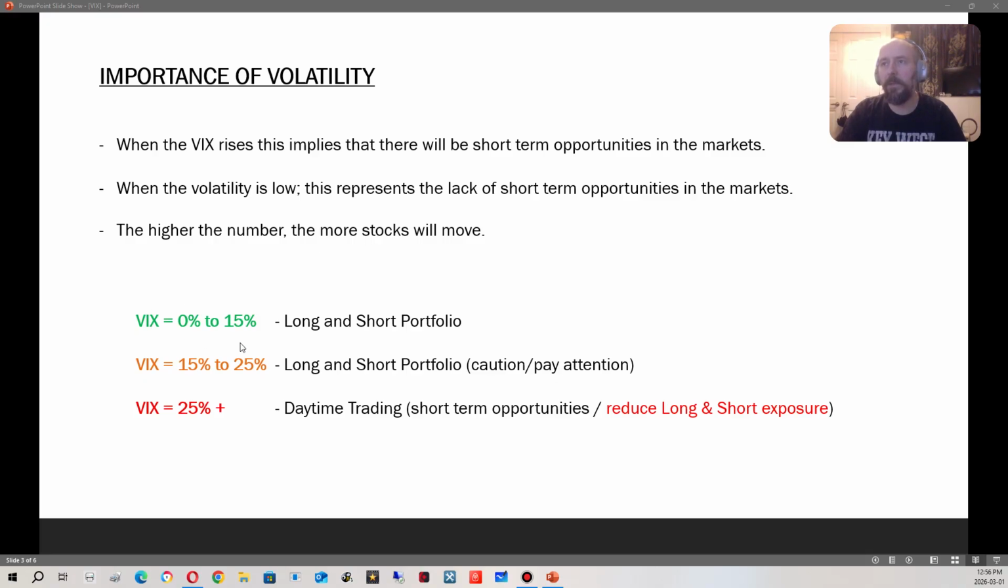So between 0 to 15, long and short portfolio, things are great. VIX 15 to 25, transition stage, long and short portfolio still, but raises caution.